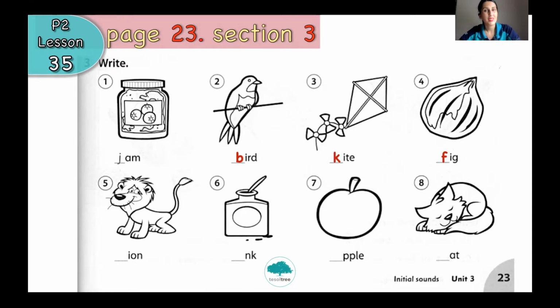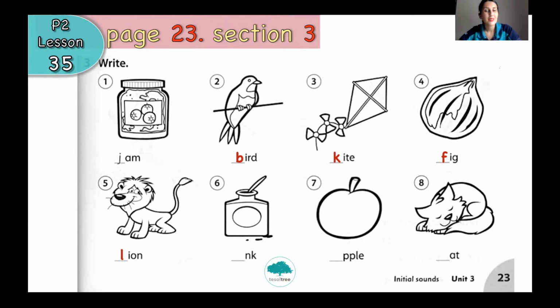Okay, let's continue. Picture number 4, this is a fig. It's a fruit. So the missing letter is letter F. Okay, picture number 5. What is this? It's a lion. Lion. The beginning letter is letter L. So you had to write letter L.